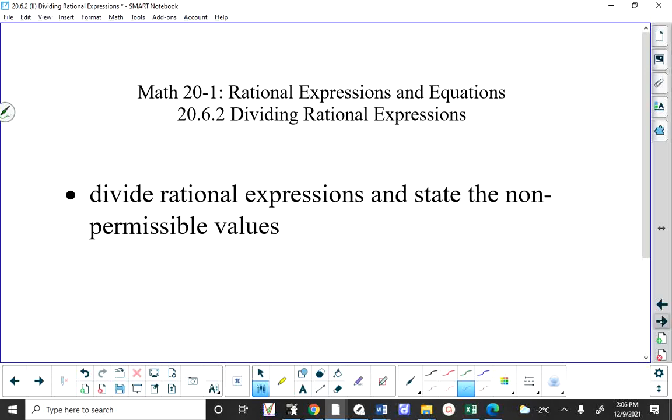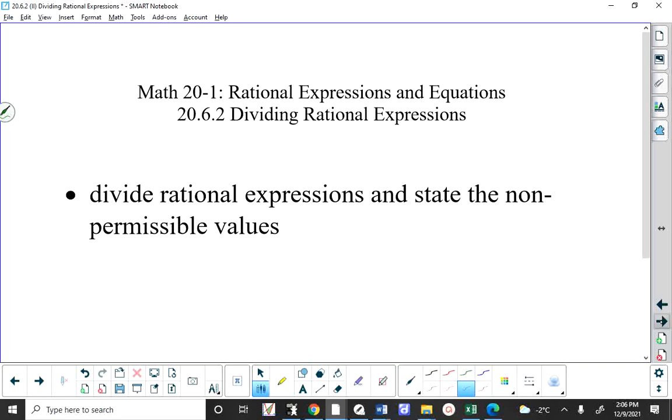Well, we're going to do the same thing just one step further here. When you divide rational expressions, we're going to turn it into a multiplication instead. That's what we're going to end up doing. So every problem that we look at today is going to be turned into a problem that we knew how to do yesterday, which could be turned into a problem that we knew how to do the day before. There's one little twist here, and it has to do with non-permissible values.